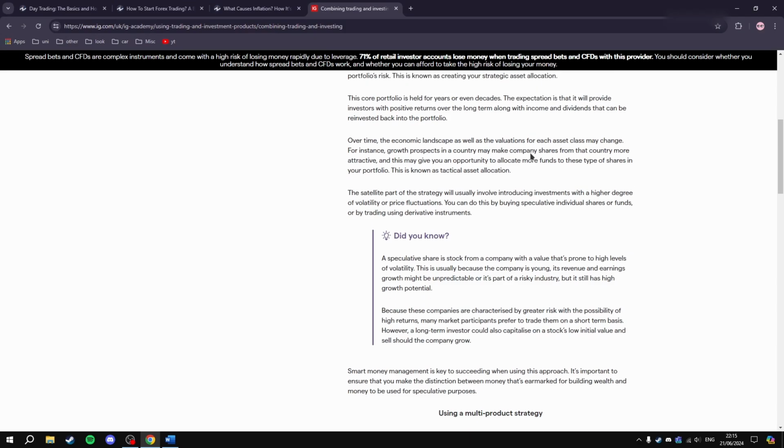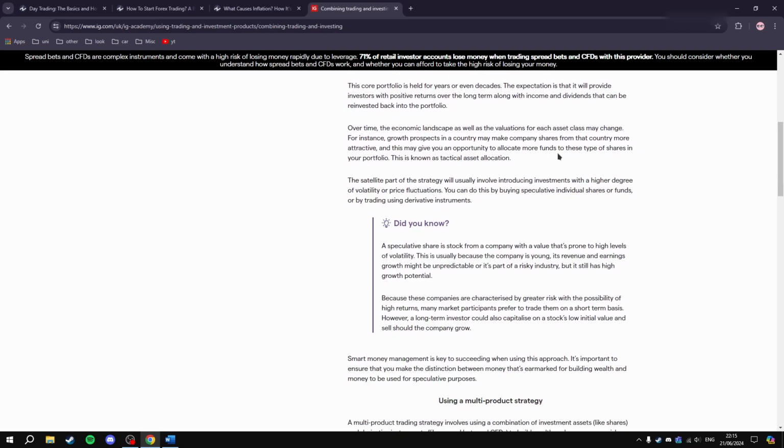This core portfolio is held for years or even decades. The expectation is that it will provide investors with positive returns over the long term, along with income and dividends that can be reinvested back into the portfolio.